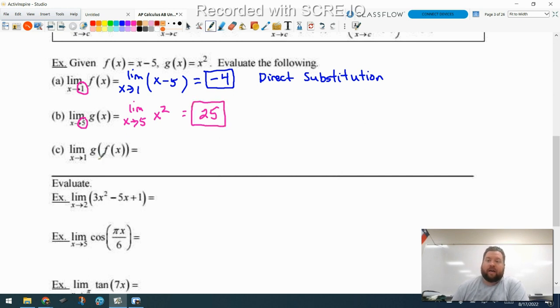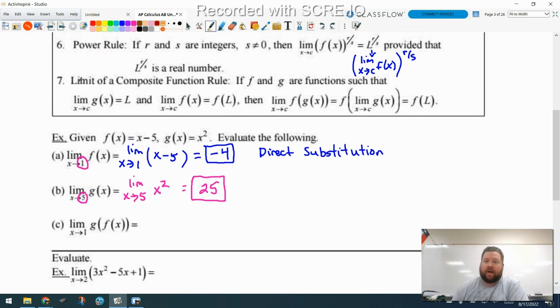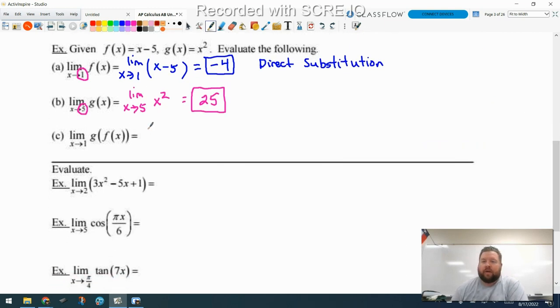All right, now we have a composite function, limit as x approaches 1 of g of f of x. So we're going to apply our composite rule, where we can take that outside function and we're going to pull the limit inside that outside function. Okay, so this is going to be g of the limit as x approaches 1 of f of x. All right, and again, where x is approaching 1.